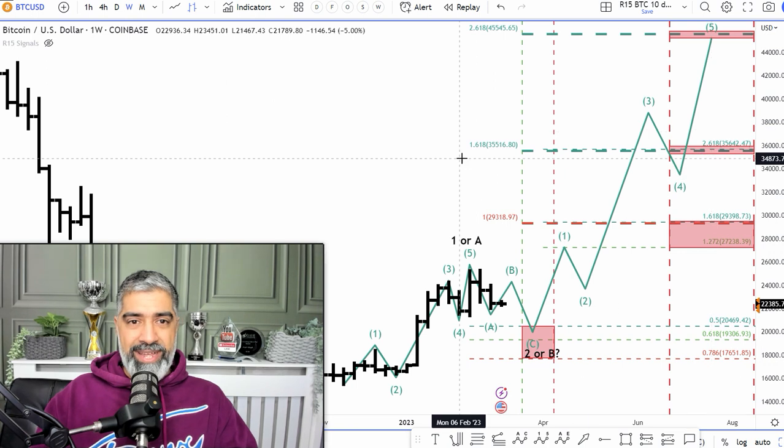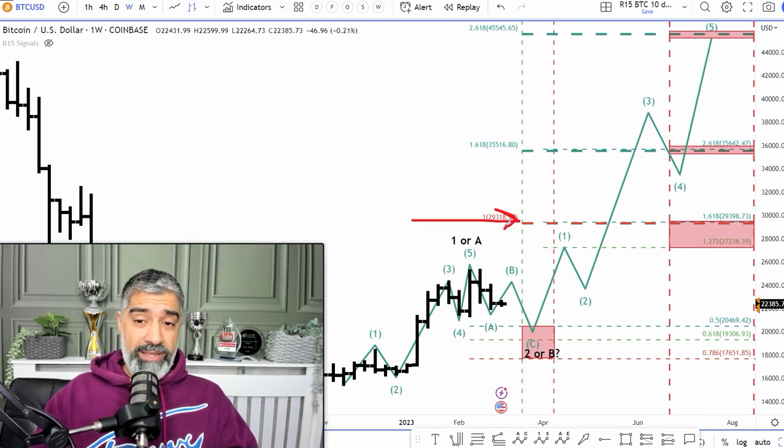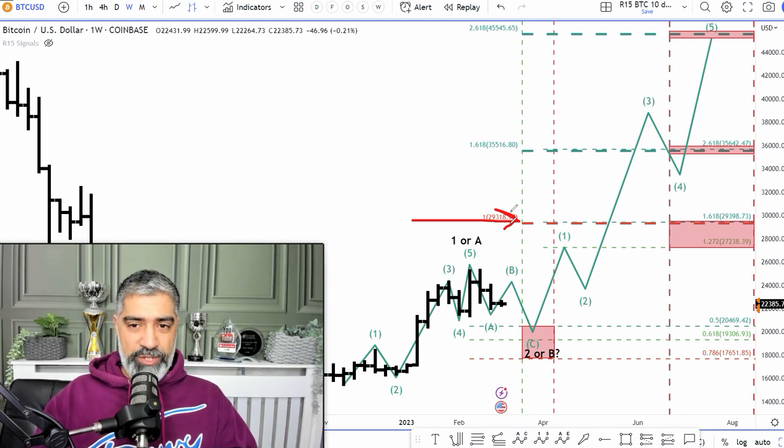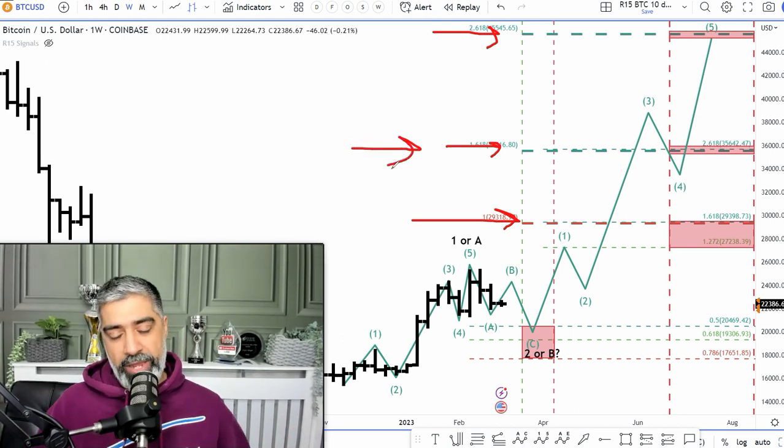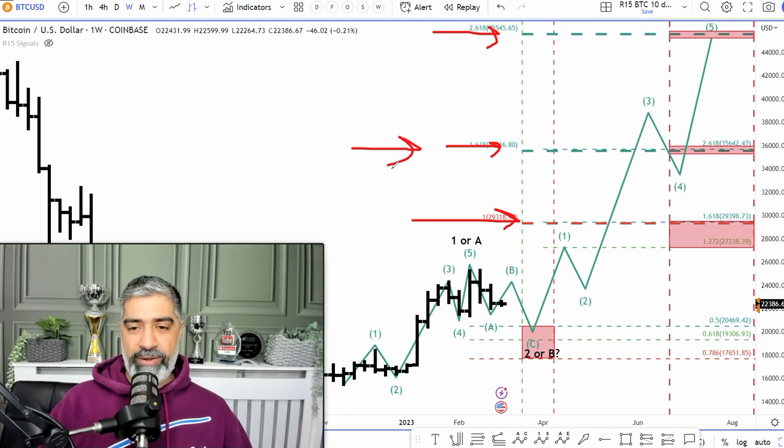Something like this. Now again, we might only end up getting here, which is like the very conservative projection. We might end up getting here, and it might get overextended. But this here is the high probability zone. But as the market unfolds, then it becomes clearer to see.